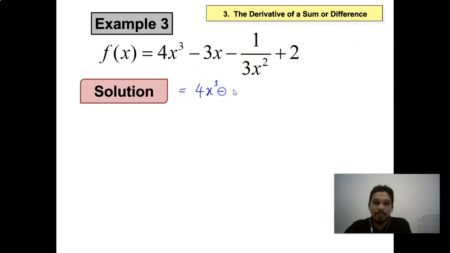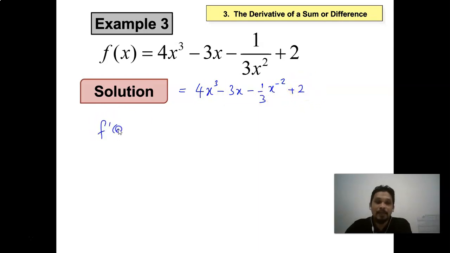4x cubed minus 3x. Okay, look at this one now: -1/3 minus 1/3 x as a denominator here. Bring it above, it becomes x to the power of -2, plus 2. So look at this, all these terms one by one, all with an x except for this one. So this is the only constant that we have here.